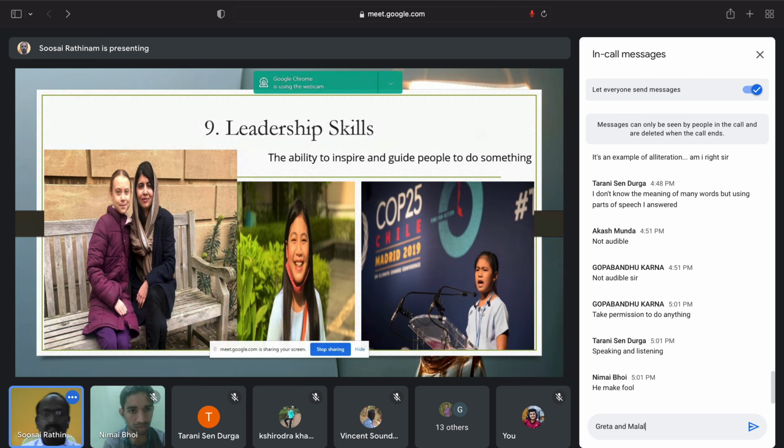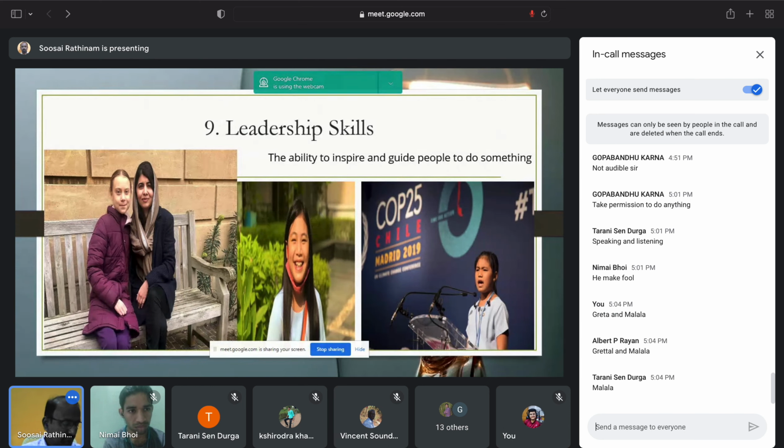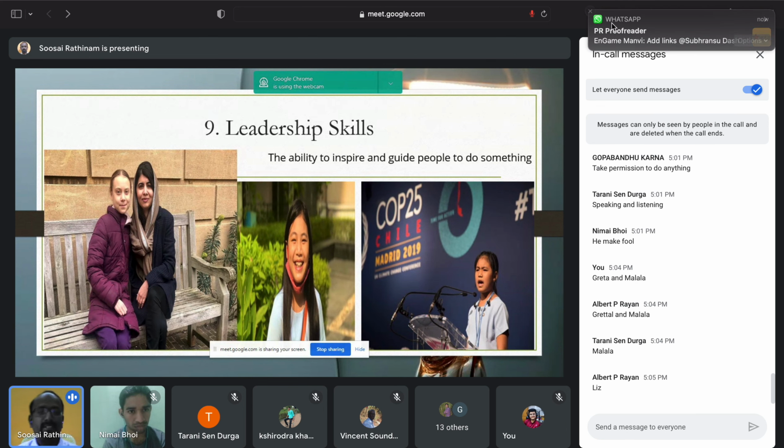And again, can you guess? Okay, Greta and Malala. Yes, Dr. Albert says. Okay, Malala. Yes, in the first picture you could see Malala and Greta Thunberg, climate activists. Yes, Dr. Albert got it correct.